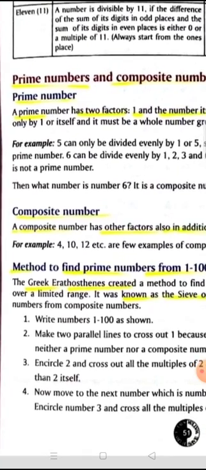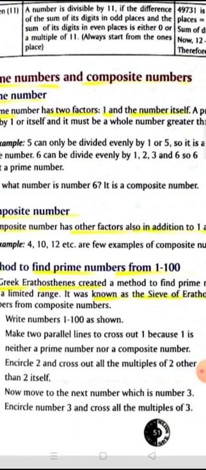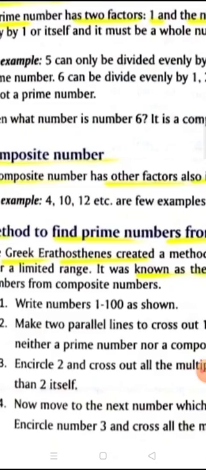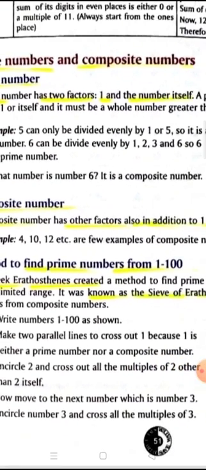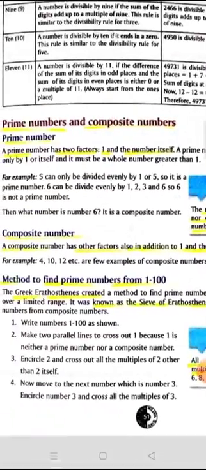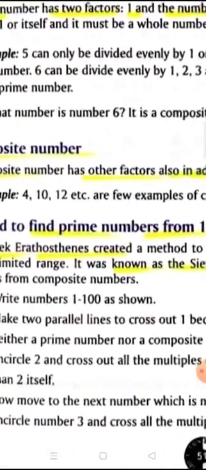Now see the method to find prime numbers from 1 to 100. A Greek, Eratosthenes, created this method known as the sieve of Eratosthenes. How do we have to find? First of all, you have to write 1 to 100.